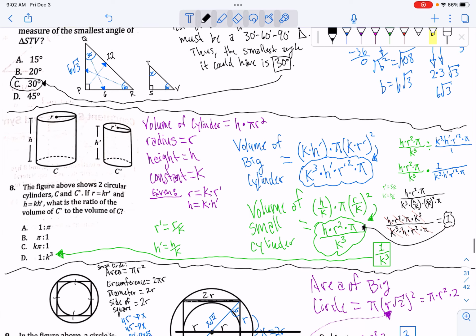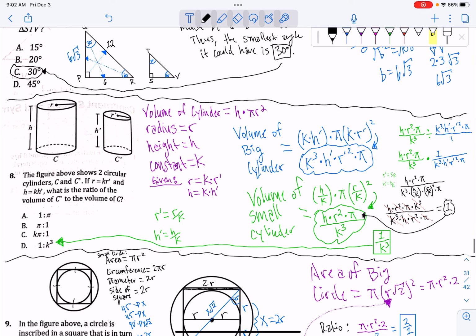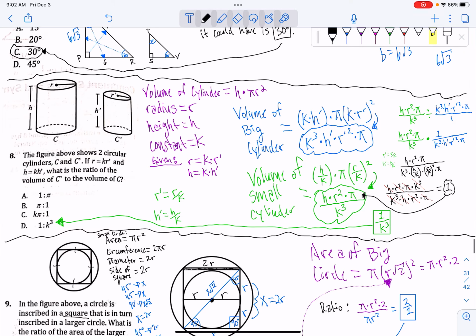Okay, so now we go to the next one. Again, we're looking for ratios here. The figure above shows two circular cylinders, C and C prime. If R equals K times R prime and H equals K times H prime, what is the ratio of the volume of C prime to the volume of C?